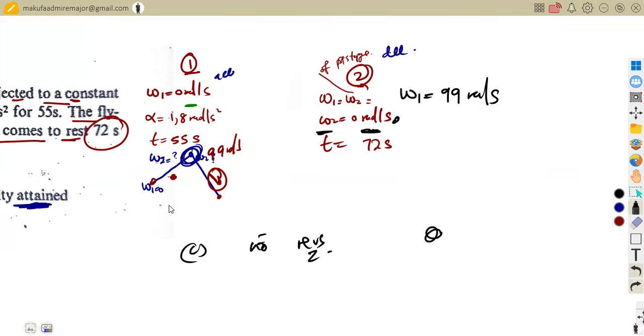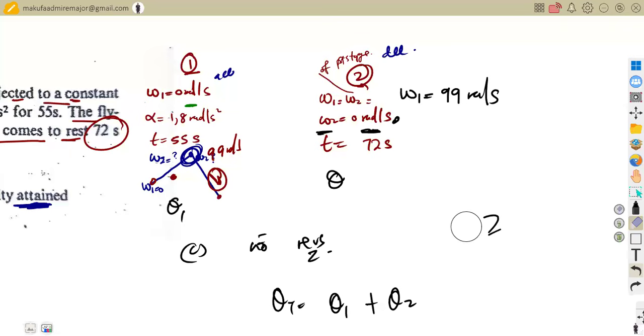So we have to calculate theta here, and we also calculate theta here, so that we have got the total theta, which is going to be theta 1 from the first phase and theta 2 from the second phase, in radians. Then we can convert. Theta is the one that carries the radians. So how are you going to calculate theta from the first stage? It's up to you.